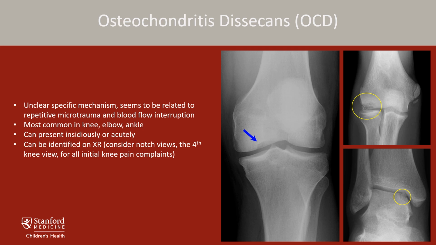An important nuance for OCDs in the knee: the notch view, which is your fourth view of your complete knee series, is often not obtained. Lots of people will check 3-view knee x-rays and they're not really sure why we would check the notch view, but in my experience, the notch view has been the most important view to demonstrate OCD lesions radiographically in the knee.